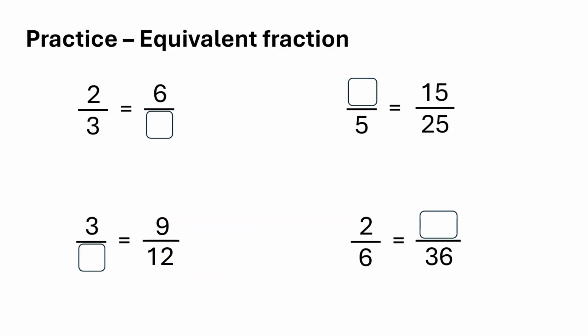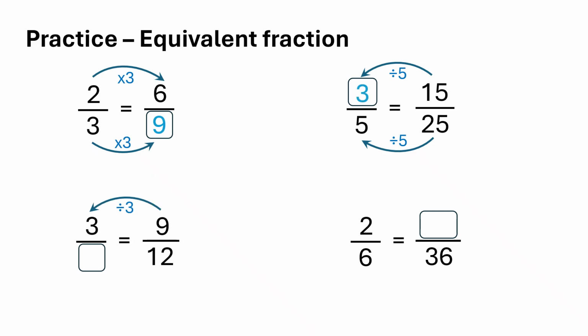Let's do some practice with equivalent fractions. Multiply the numerator by 3 and the denominator by 3. The answer is 9. Divide the denominator by 5 and the numerator by 5. The answer is 3. Divide the numerator by 3 and the denominator by 3. The answer is 4. Multiply the denominator by 6 and the numerator by 6. The answer is 12.